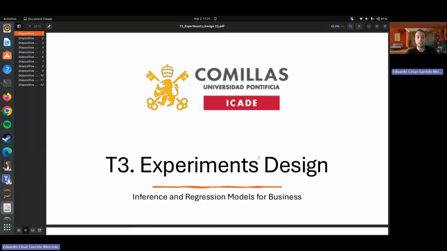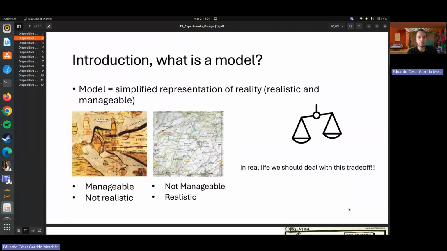Basically, this is a theory topic. So no problems about this topic, but there are like two or three things that you need to understand to better study topic 4. So first of all, what is a model?